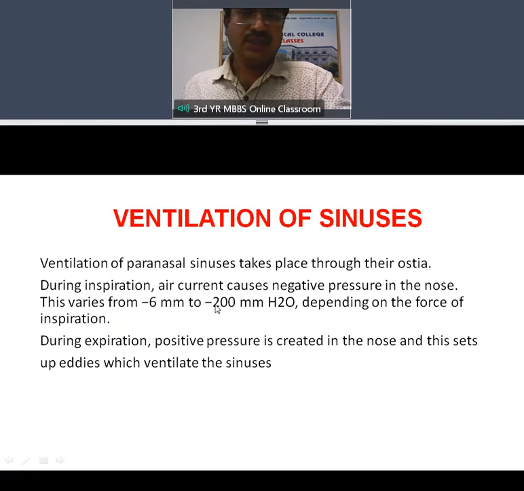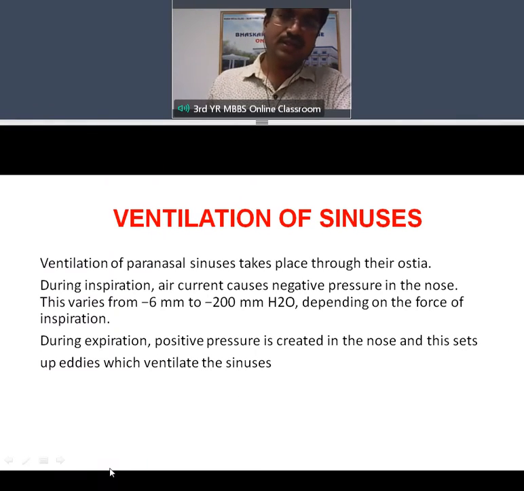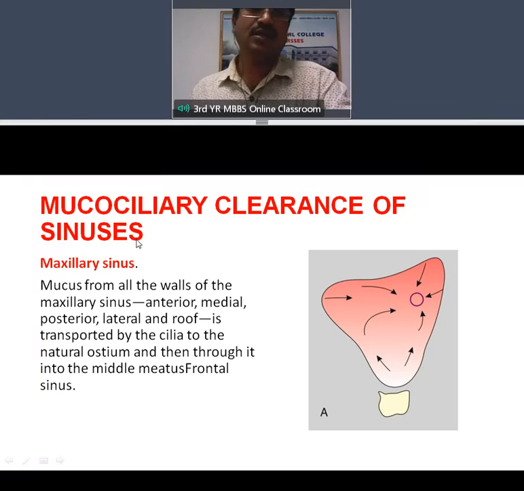Just now I told you, during the respiratory function of the nose, ventilation of the paranasal sinuses will take place through their ostia during expiration. During inspiration, the air current causes negative pressure in the nasal cavities that varies from -6 millimeters to -200 millimeters of H2O, depending upon the force of inspiration. During expiration, positive pressure is created in the nose, and this sets up eddies which ventilate the sinuses. So you have to remember here, during expiration, there is ventilation of the paranasal sinuses. The second thing is the mucociliary clearance of the sinuses.